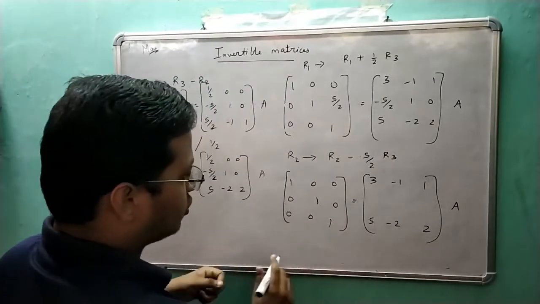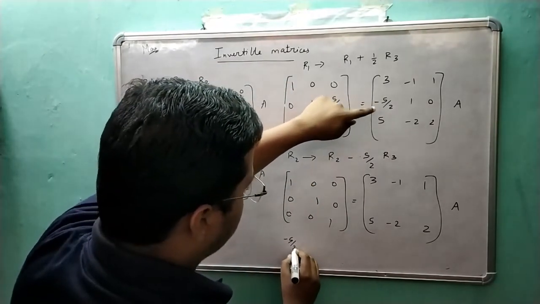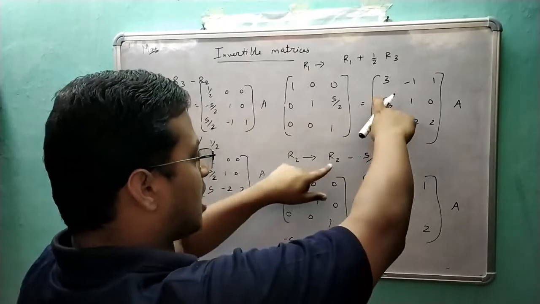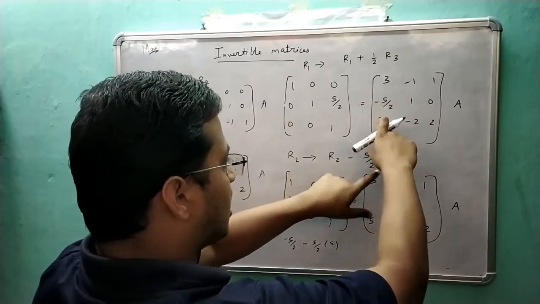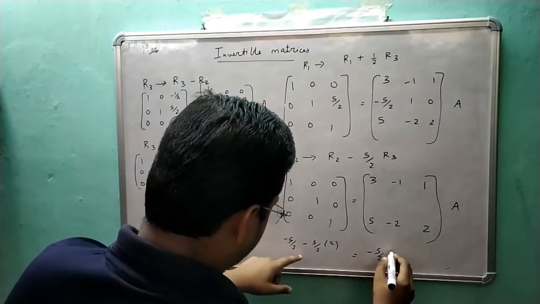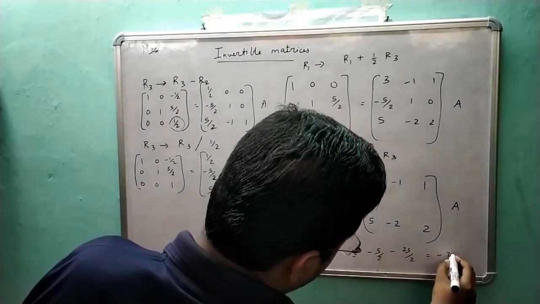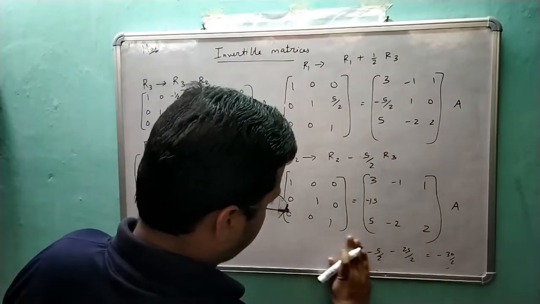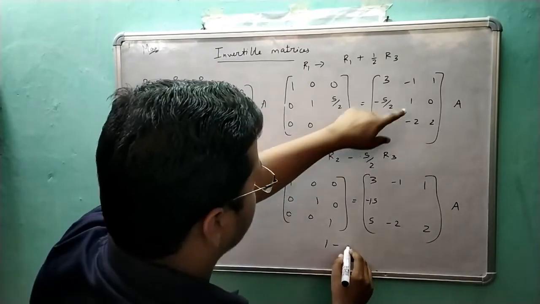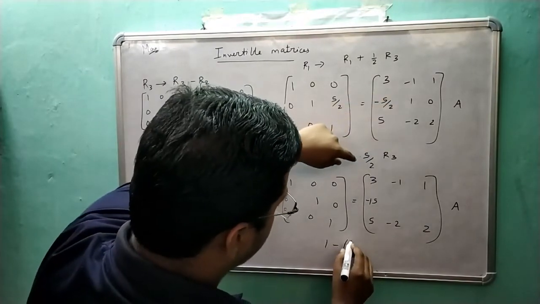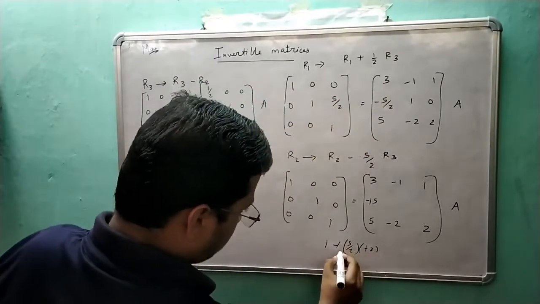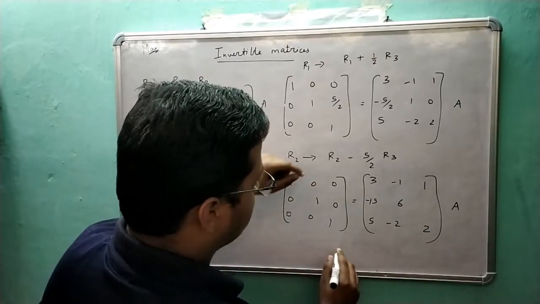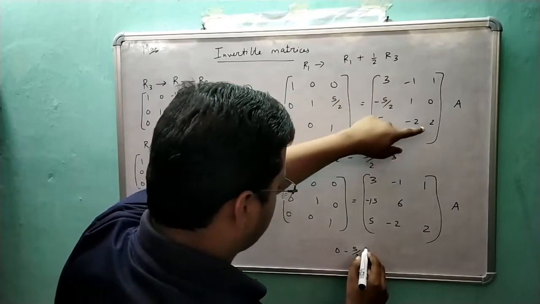Now this part is important. So minus 5 by 2 minus 5 by 2 times 5. So whatever is there in R2 minus 5 by 2 times R3. So this is minus 5 by 2 minus 25 by 2, minus 30 by 2. So minus 15. Similarly here, whatever is there in R2, 1 minus 5 by 2 times minus 2. So this is 1 plus 5, 6. That's 0 minus 5 by 2 times 2.